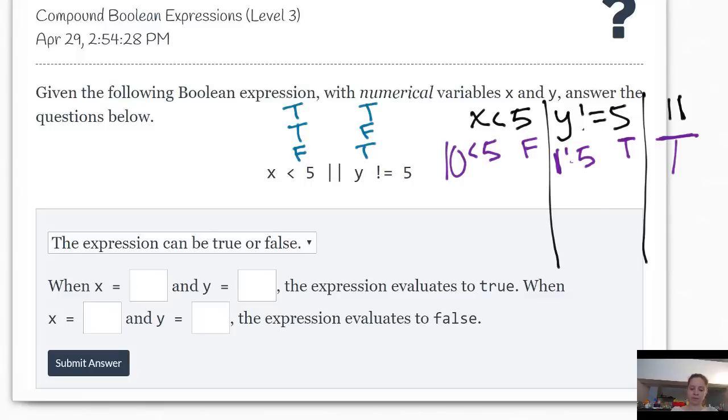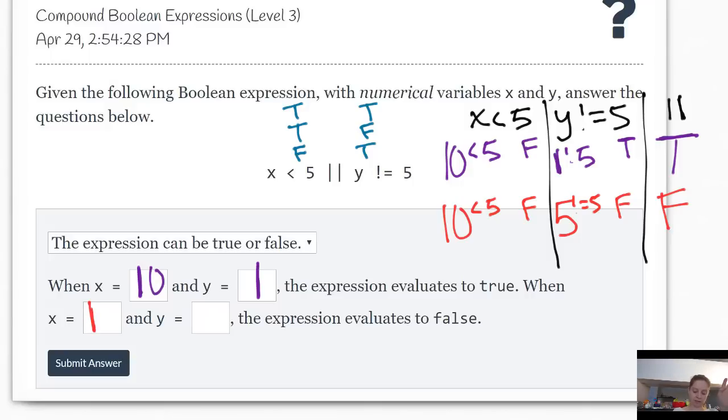Now let me try to make the expression false. For OR to be false, the only way to make an OR gate false is for both parts to be false. I know that 10 as x makes x is less than 5 false, and I need something that makes y not equal to 5 false, and there's only one value. 5 is not equal to 5, that's false. So my examples: the expression is true when x equals 10 and y equals 1. And the expression is false, for example, when x equals 10 and y equals 5.